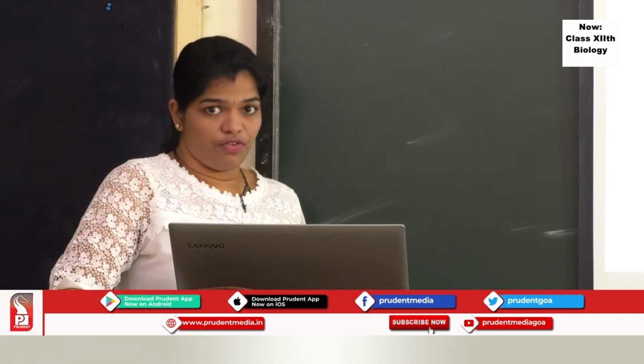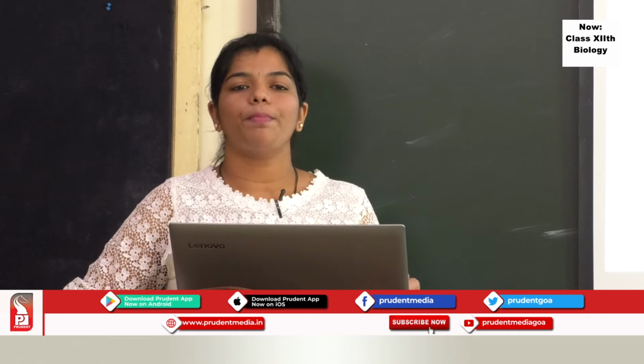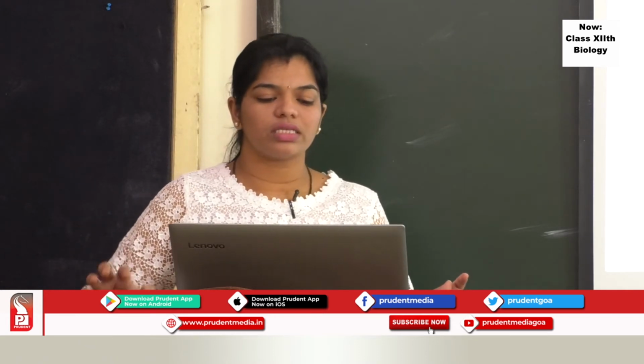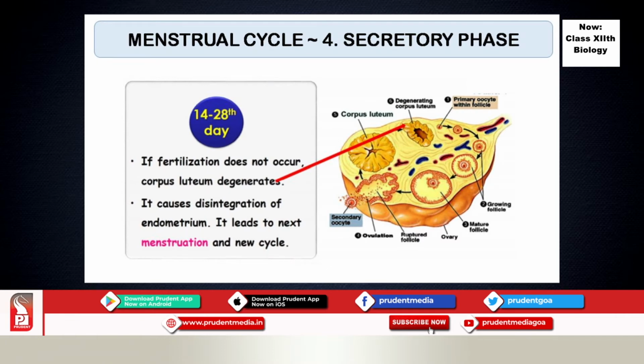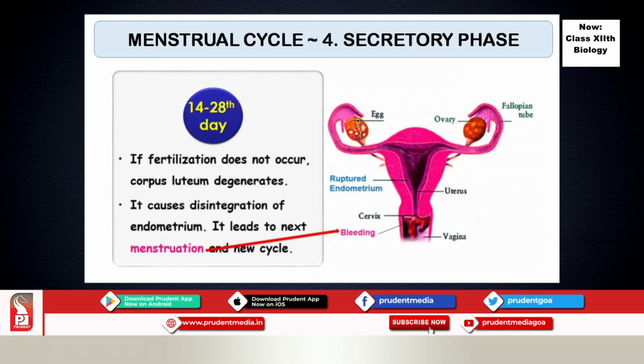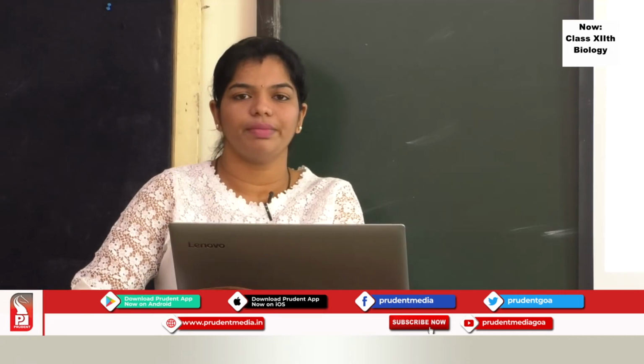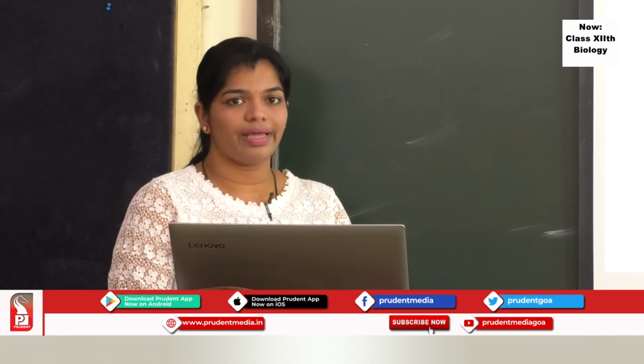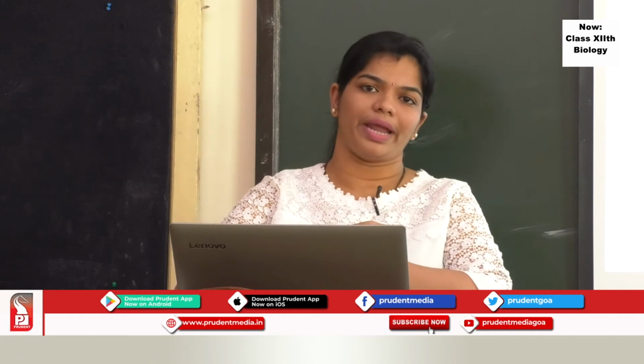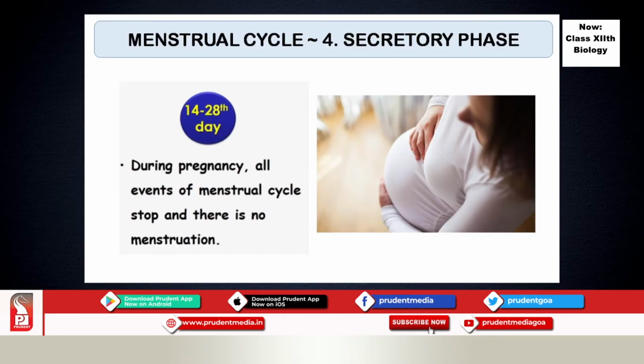Now if fertilization does not take place, the corpus luteum will degenerate, and it will cause the disintegration of the endometrium, because the corpus luteum was sending the message to the endometrium to be thick and ready for implantation. Now there is no fertilization, so the corpus luteum will disintegrate and it will lead to the next menstruation. The cycle will repeat from phase 1 again and menses will start. You can see here how the corpus luteum is disintegrating, and again menstruation will begin with the menstrual flow. Now, if there is fertilization, which leads to pregnancy, the events of the menstrual cycle will stop. There won't be any menstruation during pregnancy.